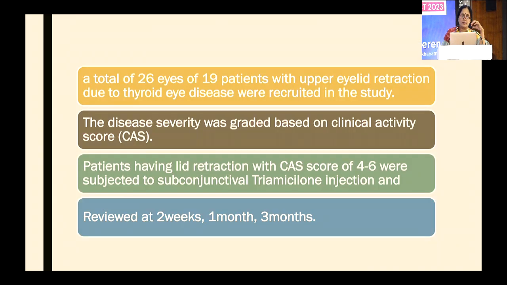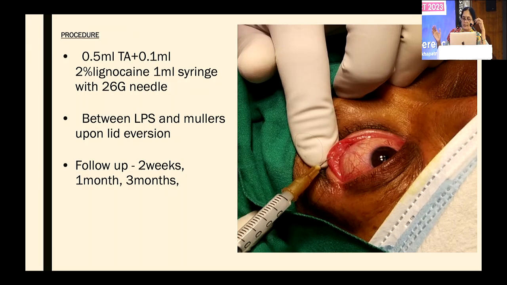We recruited a total of 26 eyes of 19 patients in our study, and the disease severity was graded based on CAS score. Those who had a CAS score of more than 4 to 6, not the people who had a very low CAS score, were subjected to triamcinolone injection subconjunctivally. They were reviewed at 2 weeks, 1 month and 3 months. This is the procedure: you can see that we are using an insulin needle.